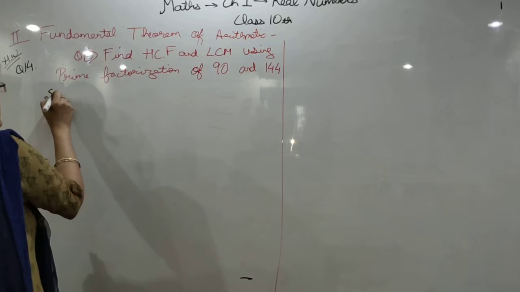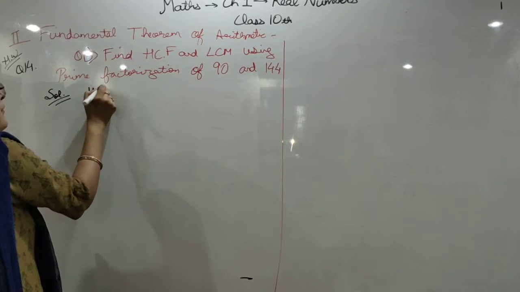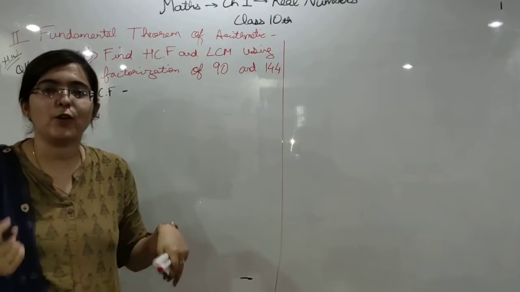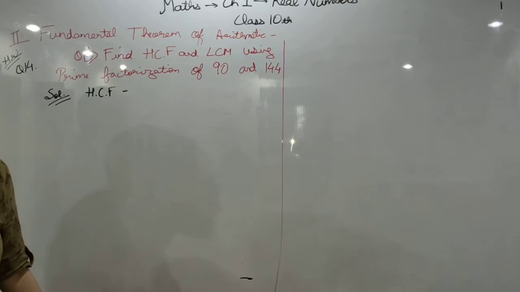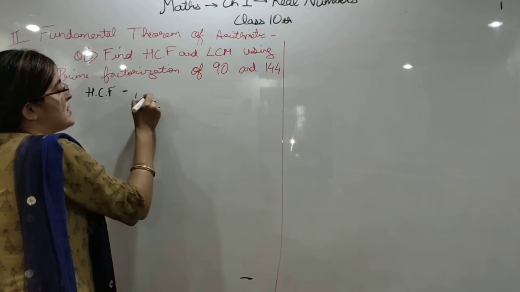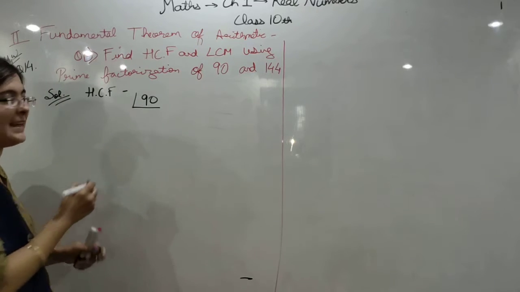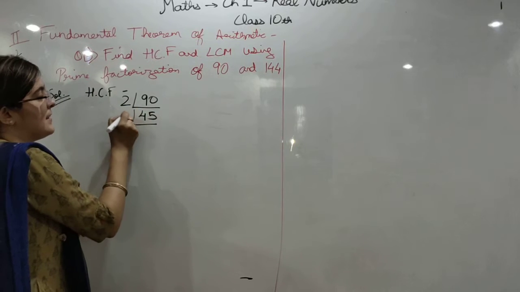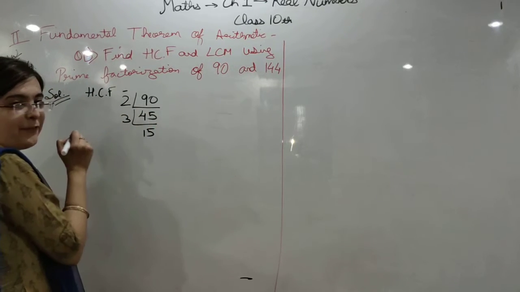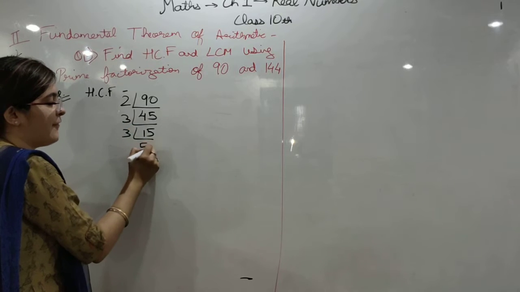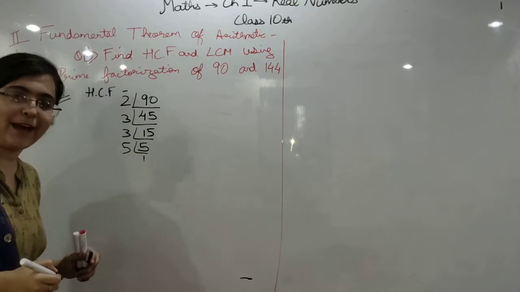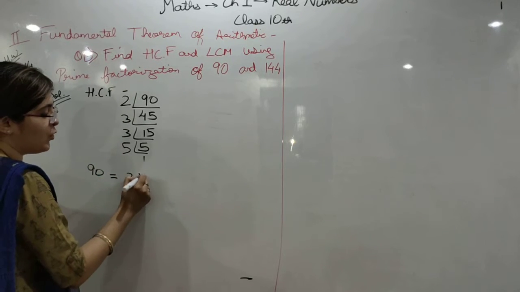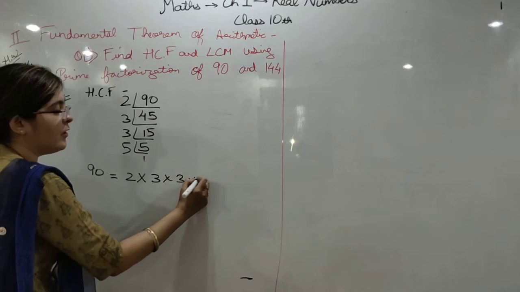So let's start. First we will calculate the HCF. You have studied it in earlier classes. How do we find HCF using prime factorization? First, we will find the prime factors of 90. 2 5s are 10, 3 3s are 9, 3 5s are 15, 5 1s are 5. So these are the factors of 90. Write it down: 2 into 3 into 3 into 5.